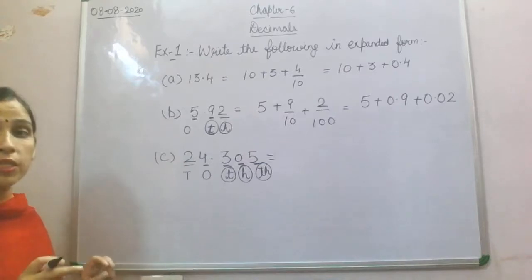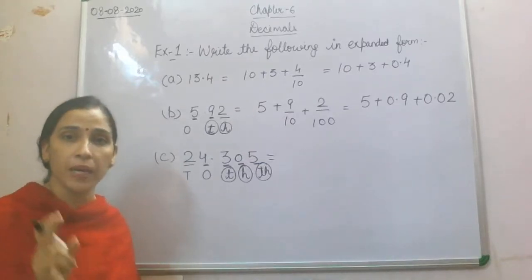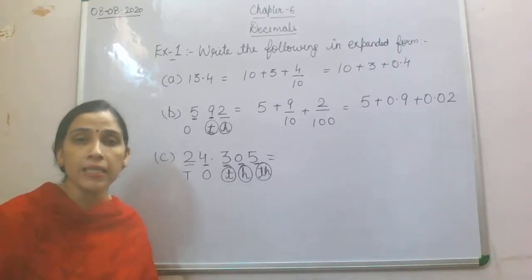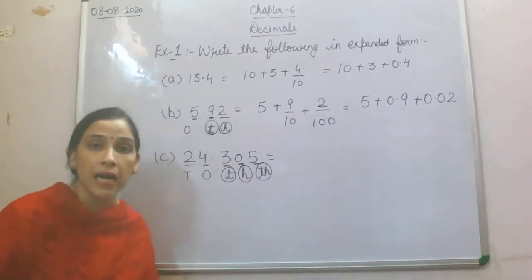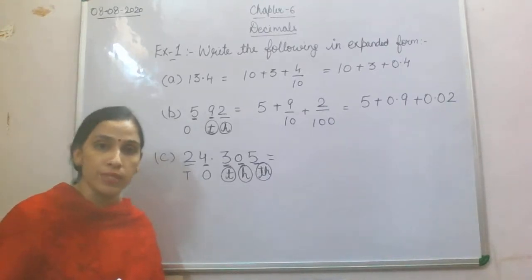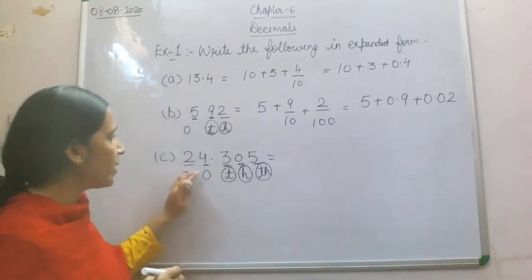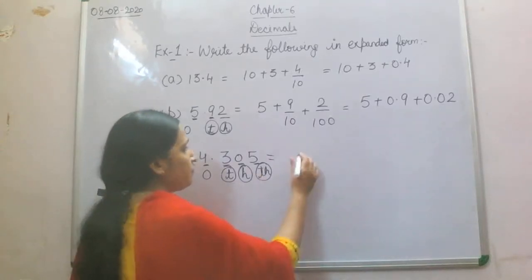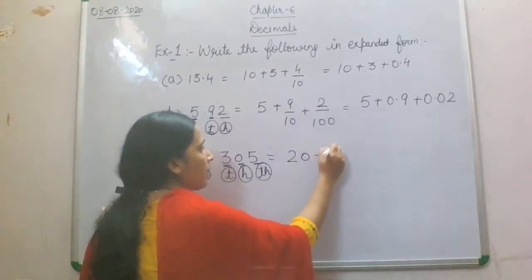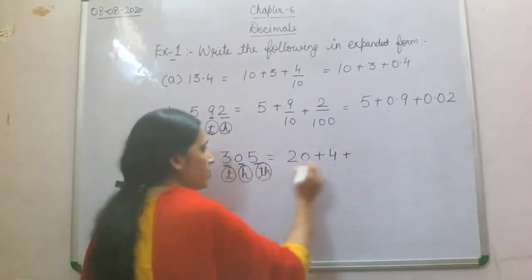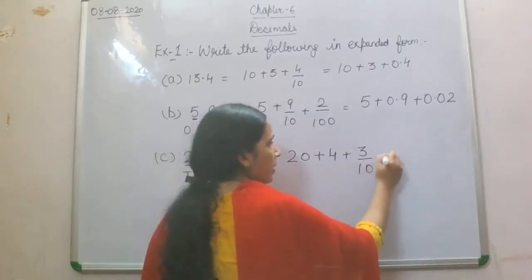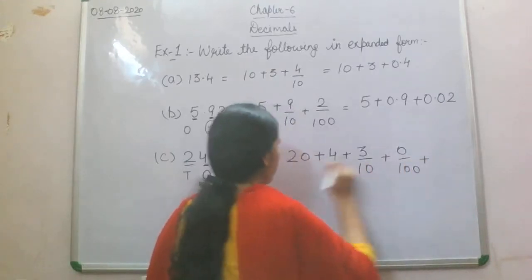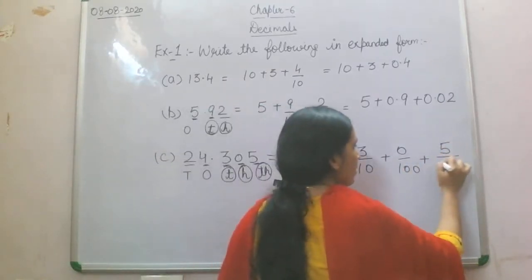It means the number which is given on the tenths place is going to be divided by 10. The number which is given on the hundredths place will be divided by 100, and the number which is given on the thousandths place is going to be divided by 1000. So let's start doing it. Now this 24 has ones and tens places. So what will we do here? 20 plus 4 plus this 3 divided by 10. Now here 0 is there, so 0 divided by 100 plus 5 divided by 1000.